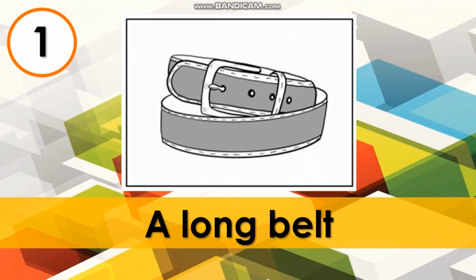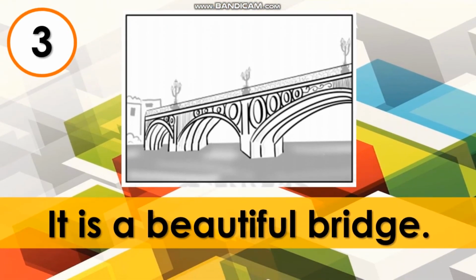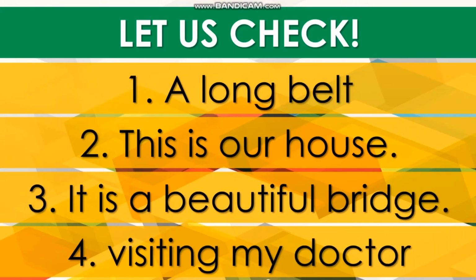Number 1. A long belt. Number 2. This is our house. Number 3. It is a beautiful bridge. Number 4. Visiting my doctor. Now, let us check your answers.